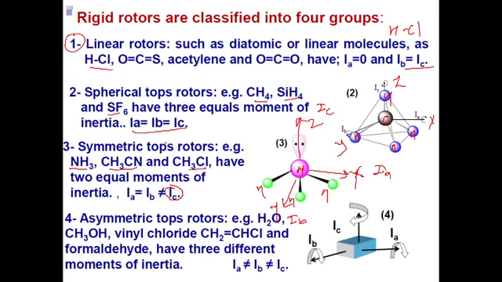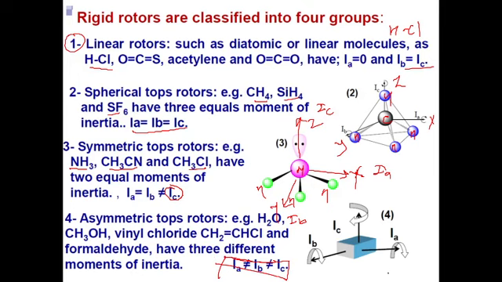Here examples are NH3, CH3Cl, CH3F, or BCl3. Last type is called the asymmetric top rotor. The examples are H2O, CH3OH, vinyl chloride, CH2=CHCl, and formaldehyde. Here what is the condition for that? The moments of inertia of all the axes are different. That means IA is not equal to IB, which is not equal to IC.